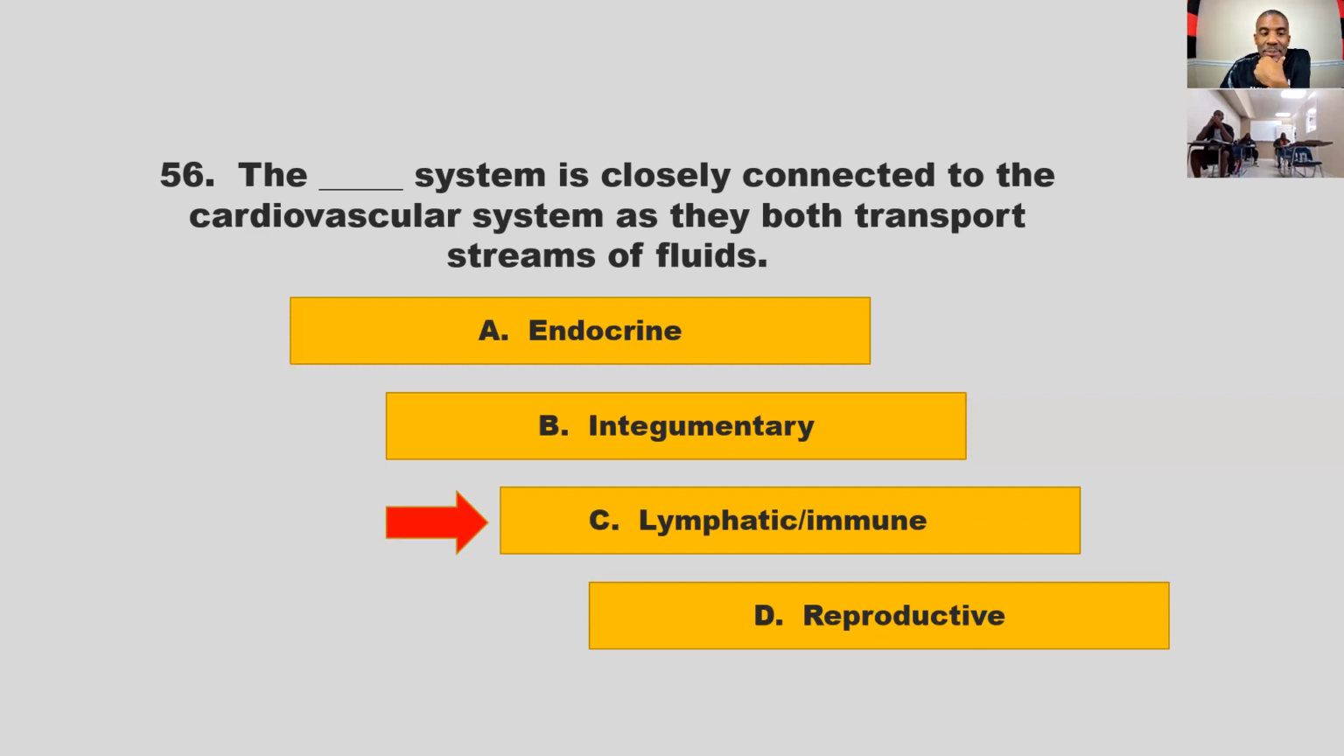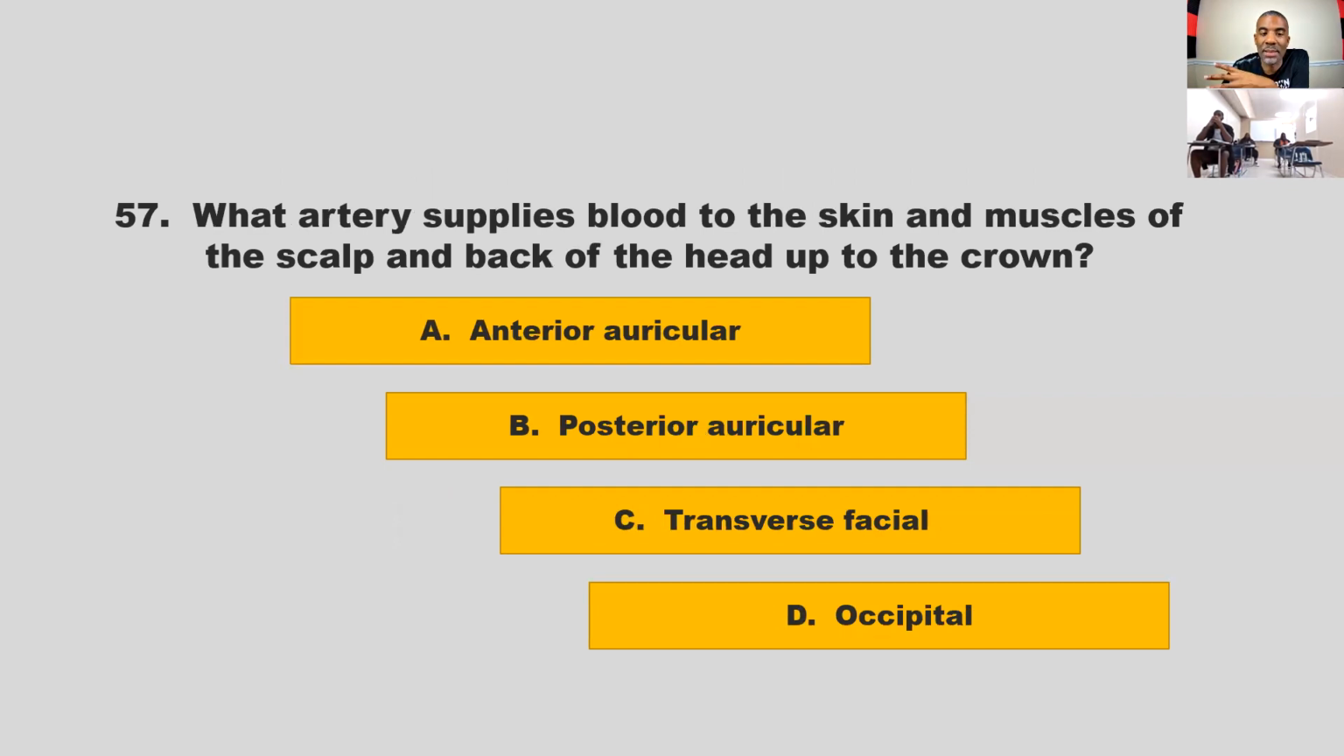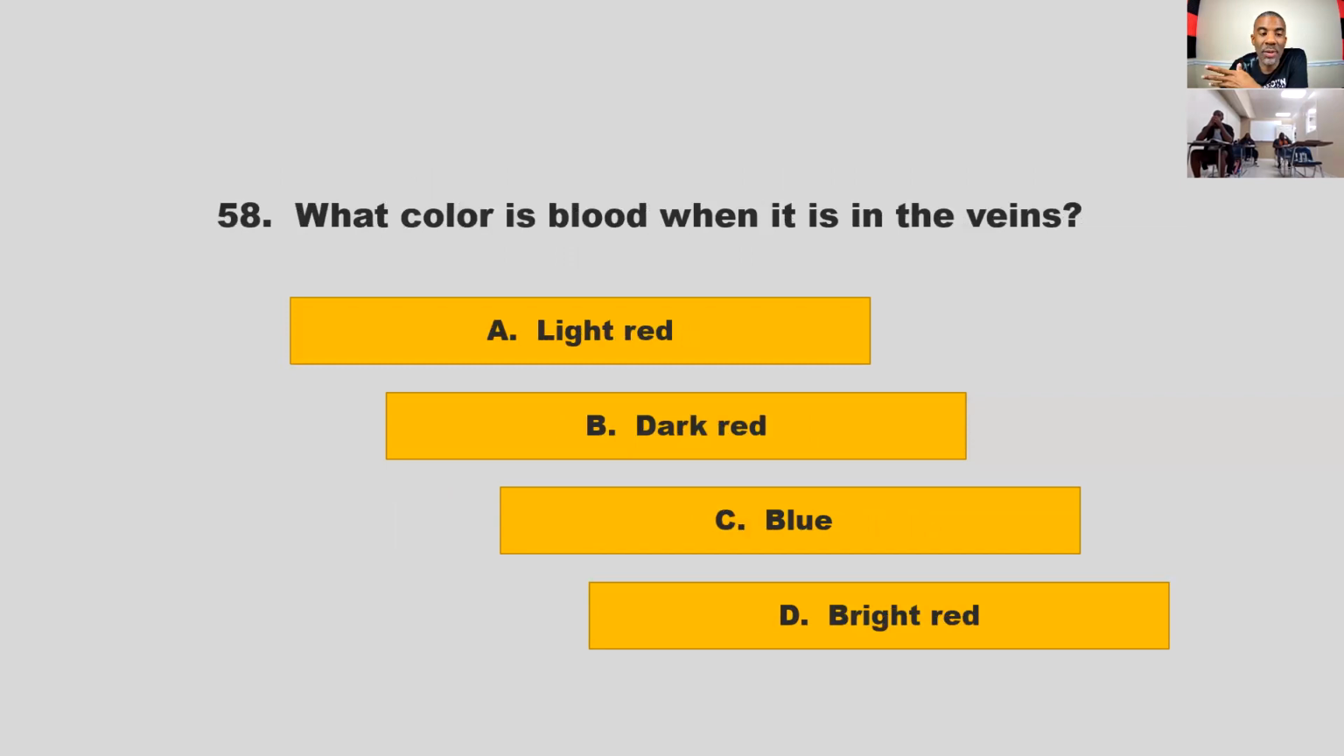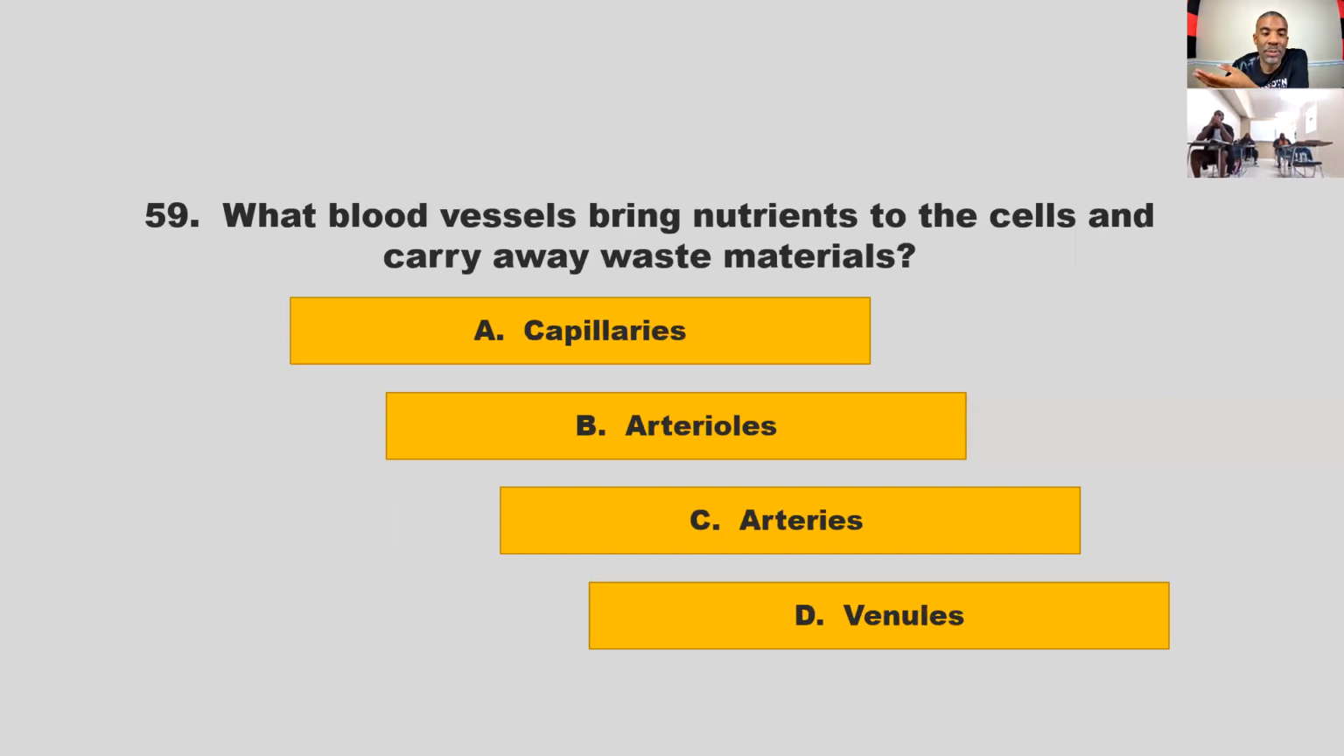Lymphatic is correct. So what arteries supply blood to the skin and muscles of the scalp and back of the head up to the crown? D. That is correct, occipital. So what color is blood when it is in the veins? B. That is correct, dark red. What blood vessels bring nutrients to the cells and carry away waste materials? Is it capillaries, arterioles, arteries, or venules? A. That is correct, capillaries.